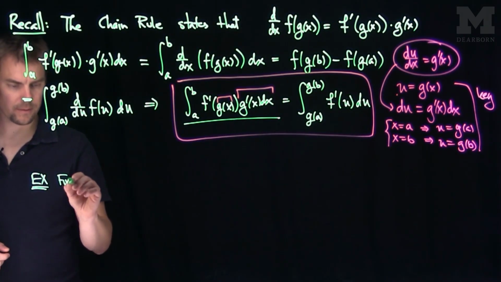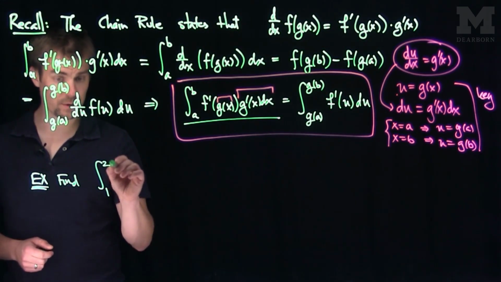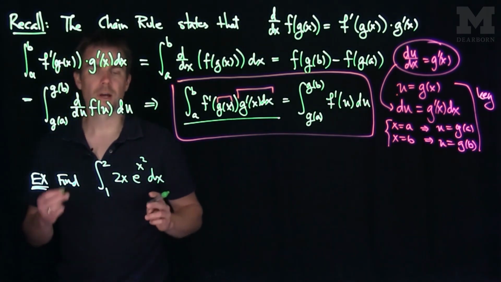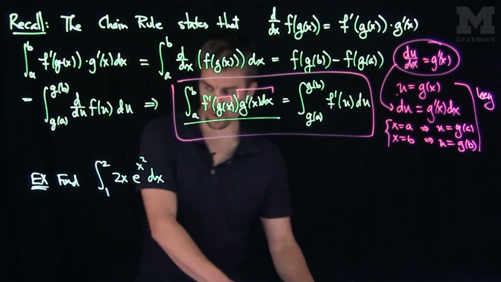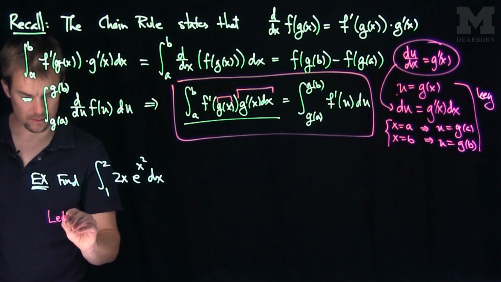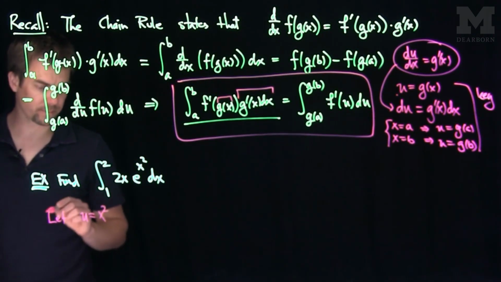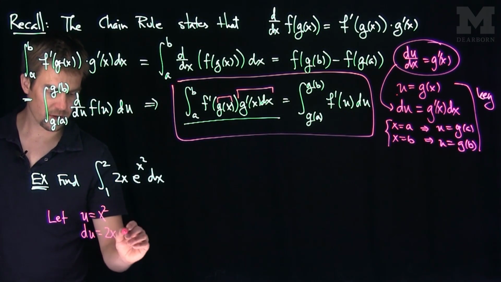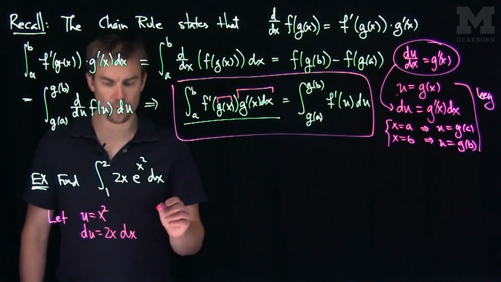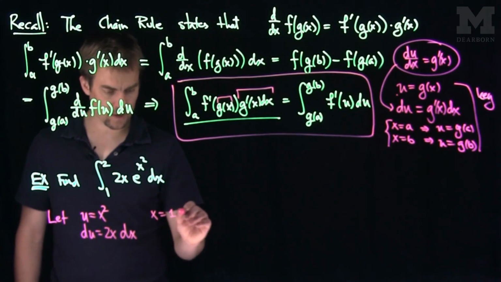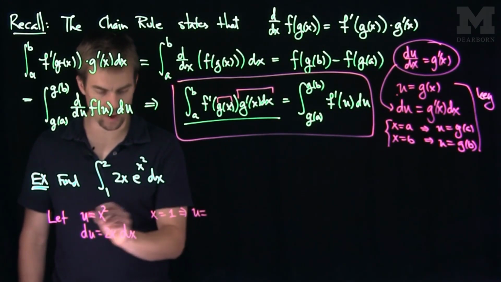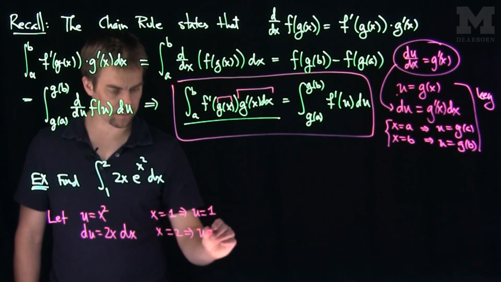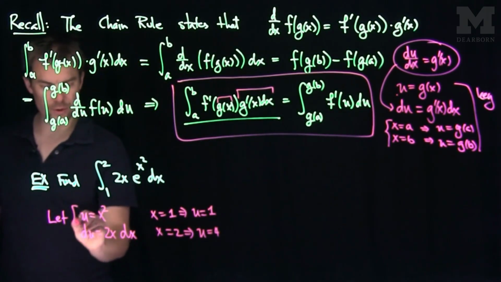If I want to find the integral from 1 to 2 of 2x e to the x squared dx, I would make a u-substitution. What we would do is make our key. We would let u be x squared. Then du will be the derivative of this. So the derivative of x squared is 2x. I put a dx over here. And then when x is equal to 1, that says that u is equal to 1. When x is equal to 2, that says that u is going to be 4. So there is our u-substitution key.